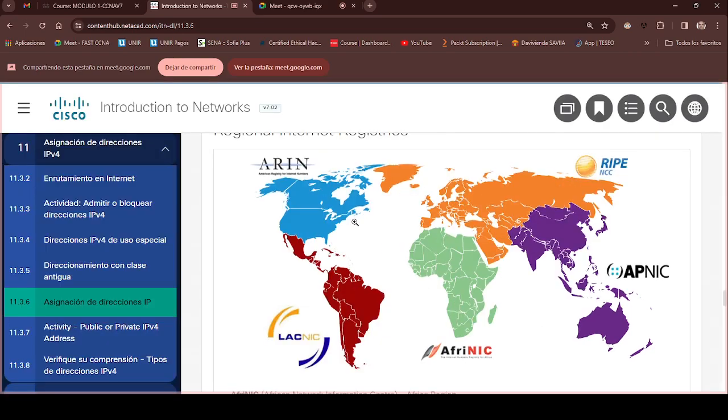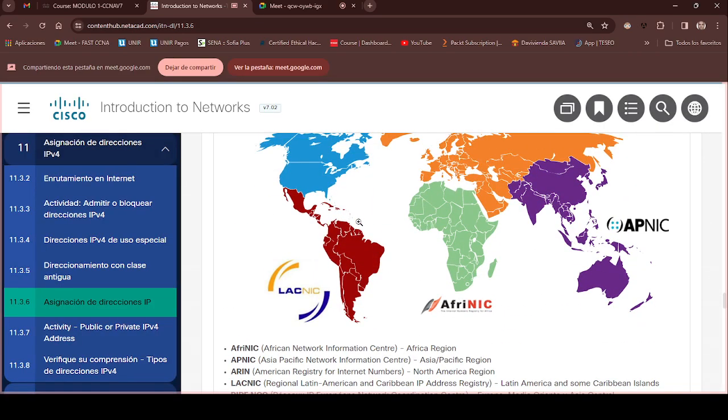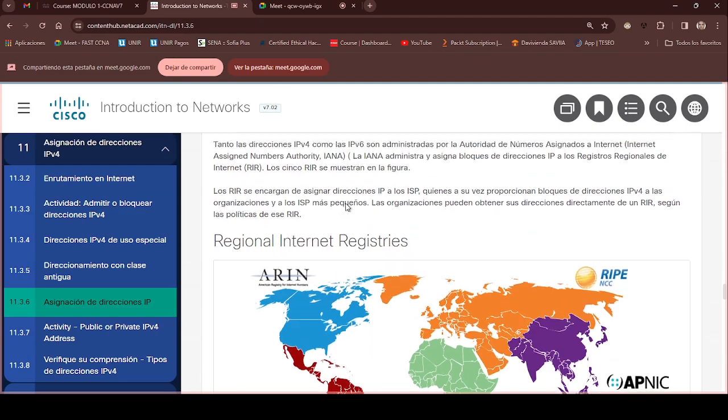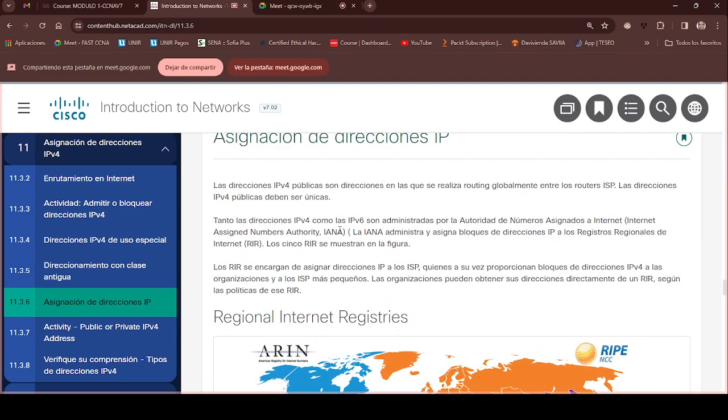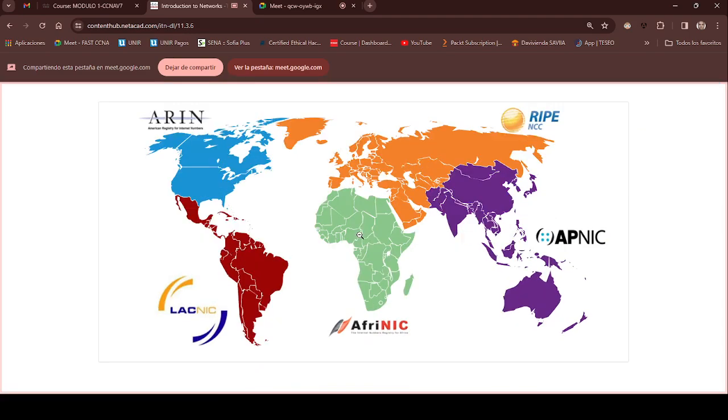Pues hay una entidad que es la IANA, que significa Autoridad de Números Asignados a Internet o Internet Assigned Number Authority. La IANA le asigna bloques de direcciones a algo que se llaman los registradores locales. Los registradores locales tienen una zona del mundo específica a la cual le asignan direcciones. ¿Qué tipo de direcciones? Direcciones públicas. Esto ya es sin clase. Nuevamente, direcciones públicas válidas en Internet.